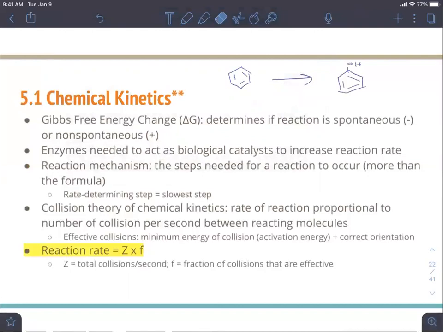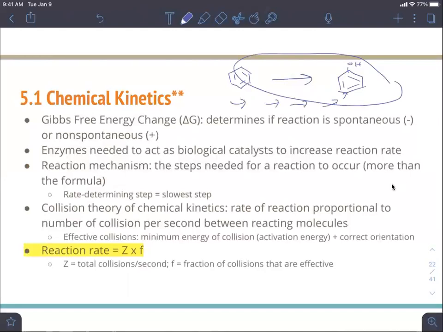And so reaction mechanisms aren't talked about a lot in general chemistry. It's basically the bread and butter of organic chemistry though. So just be aware that a reaction mechanism is not just this. It's a whole bunch of steps that happen. Then you get all the way here.